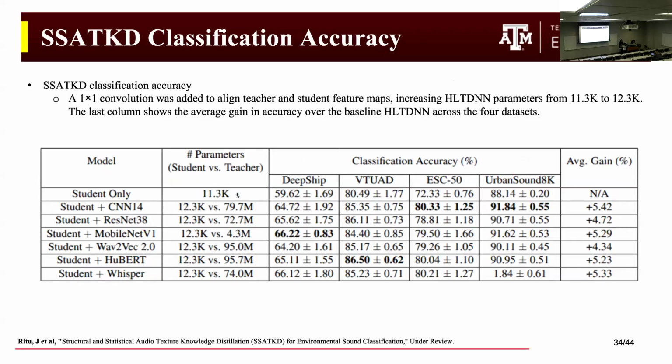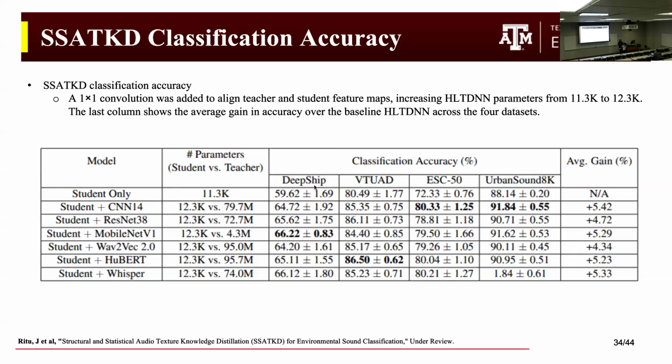When we had no distillation, the accuracy was 59.62 for the DeepShift dataset with 11.3K parameters. But when we do distillation, we get the highest accuracy, 66.22, with the MobileNetV1 teacher. And the parameters increased very little, by 1K. The parameters increased because of the 1-by-1 convolution we had before passing those feature maps into the texture modules, because we need to fix the sizes in between teacher and student. That's where the parameters increased.